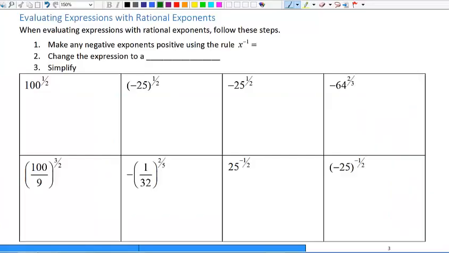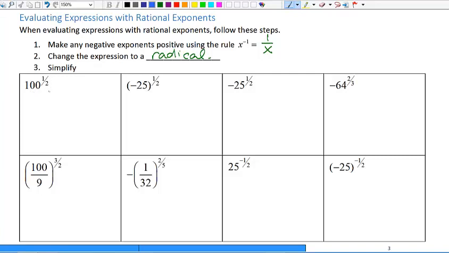On the next part, we're going to evaluate expressions with rational exponents. So when evaluating expressions with rational exponents, I want you to follow these steps. Step 1. Make any negative exponents positive by using the rule x to the negative 1 is equal to 1 over x. Step 2. Change the expression to a radical. Evaluating expressions with rational exponents is hard to do in your head, but we know how to evaluate radicals in our head, so if we change it to a radical, then we can do step 3, simplify, much easier.